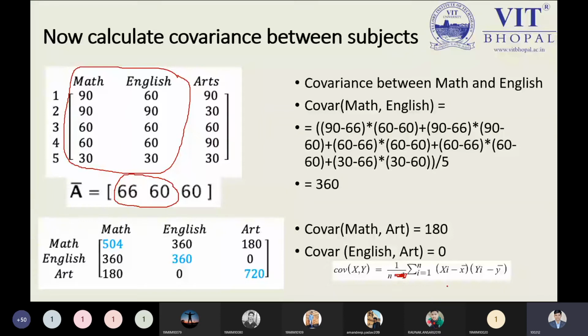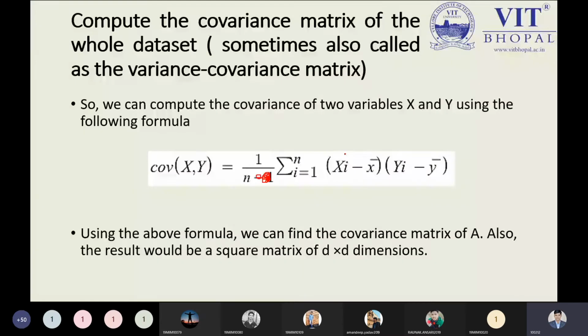Now let us move to the important point. As I told you, you need to determine the covariance matrix with the help of the covariance.